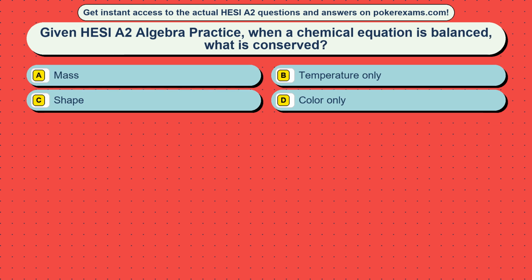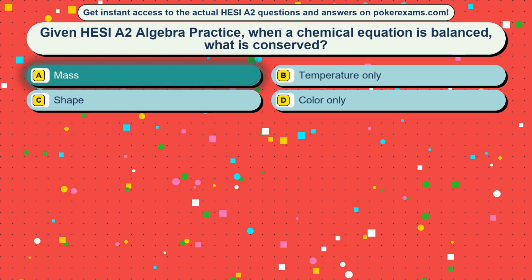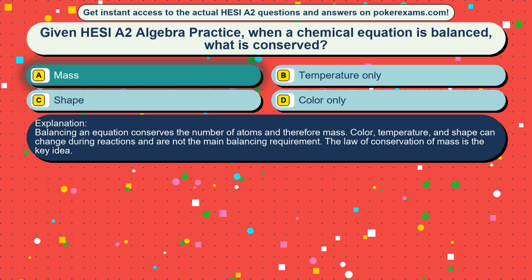Given HESI A2 algebra practice, when a chemical equation is balanced, what is conserved? Option A, the mass. Option B, temperature only. Option C, shape. Option D, color only. The correct answer is option A, mass. Balancing an equation conserves the number of atoms and therefore mass. Color, temperature, and shape can change during reactions and are not the main balancing requirement. The law of conservation of mass is the key idea.